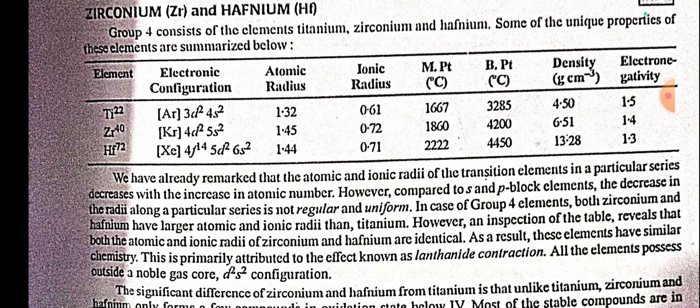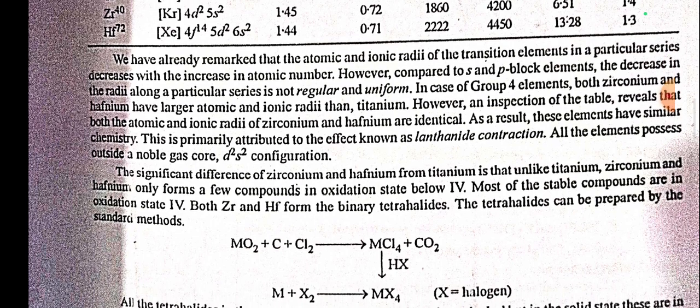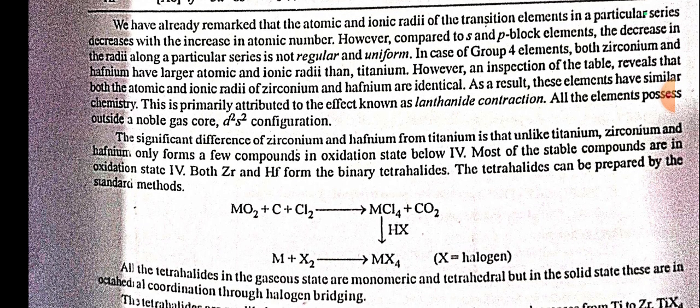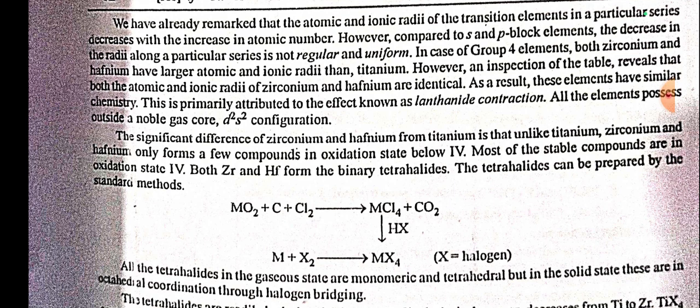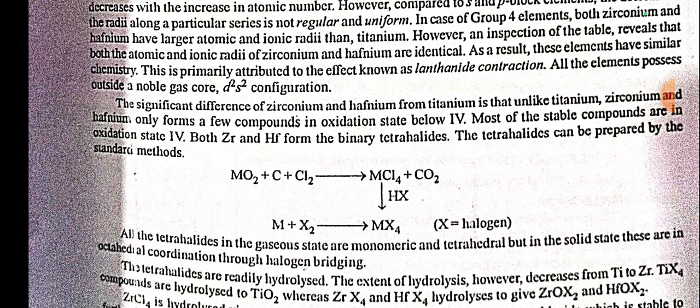Some of the unique properties of these elements: we have already noted that the atomic and ionic radii of transition elements in a particular series decrease with the increase in atomic number. However, compared to s and p block elements, the decrease in the radii along a particular series is not regular and uniform. In group 4, both zirconium and hafnium have larger atomic and ionic radii than titanium. However, an inspection of the table reveals that the atomic and ionic radii of zirconium and hafnium are identical. As a result, these elements have similar chemistry. This is primarily attributed to the effect known as lanthanide contraction.